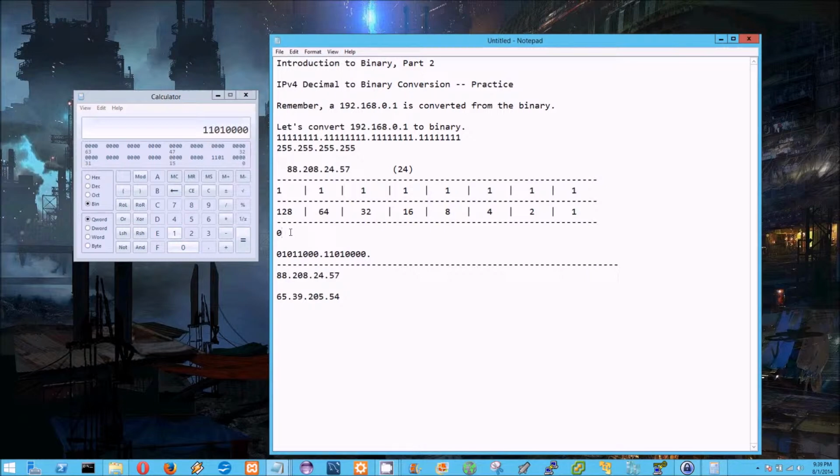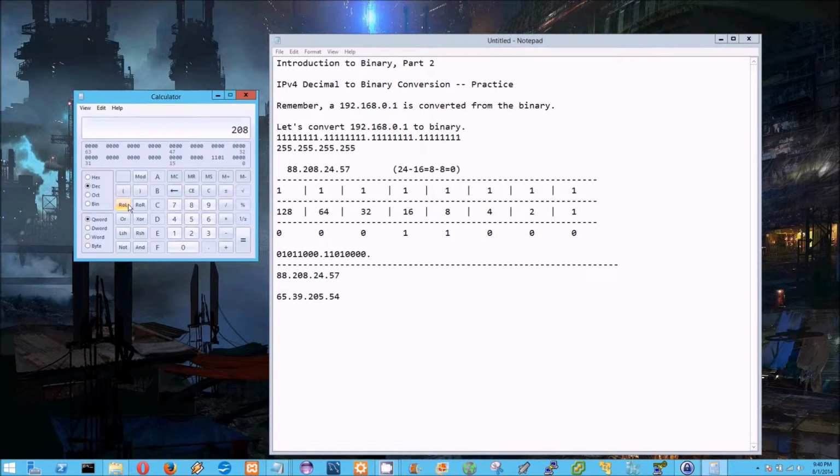Okay, we're going to say 24 isn't greater than or equal to 128. No on 64, no on 32. Yes on 16. We subtract 16, and we get 8. The next one, 8 is equal to 8, so we get that. We subtract 8. That equals 0. 0 is our next number, and it doesn't match any other place. So 0, 0, 0.